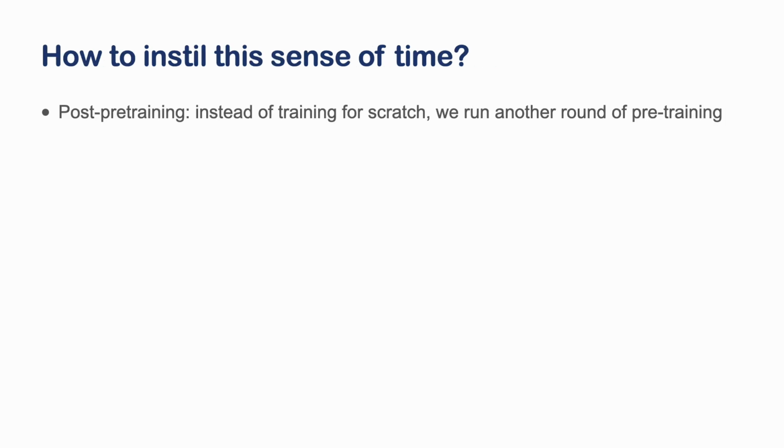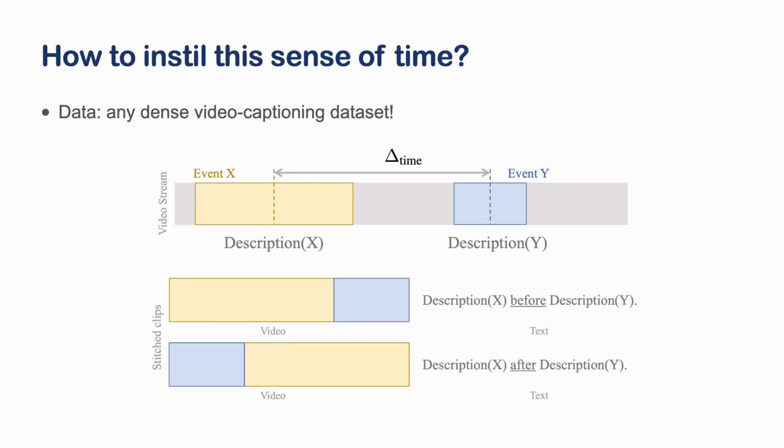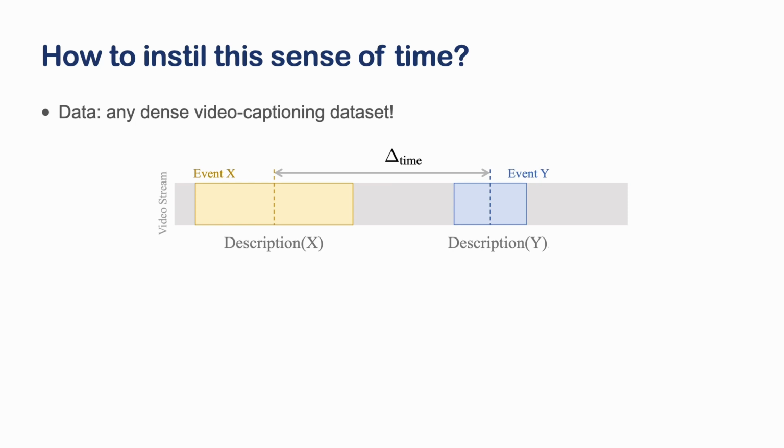So, can we do something about this? It turns out, yes, we can. We start with a pre-trained video language model and run another round of pre-training, often termed post-pre-training. For this, we make use of a dense video captioning dataset. From a single video, we take any two non-overlapping clips and stitch them in time, and stitch the caption accordingly with a before or after relation.